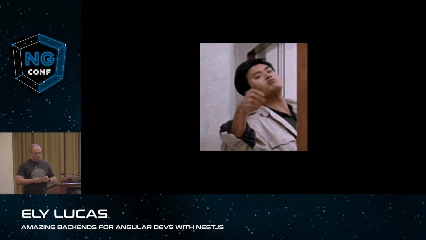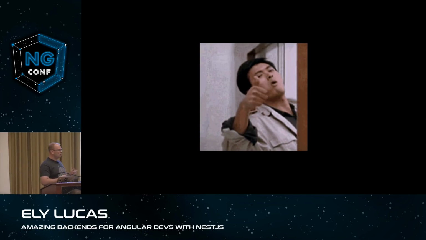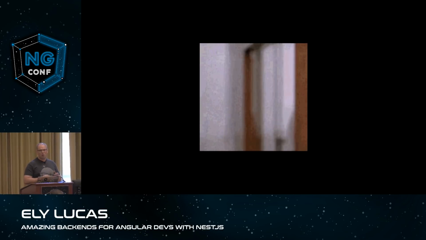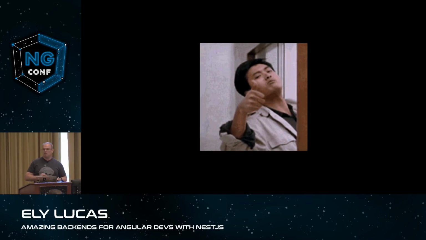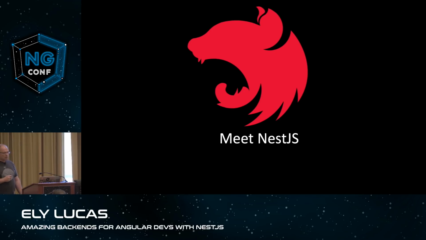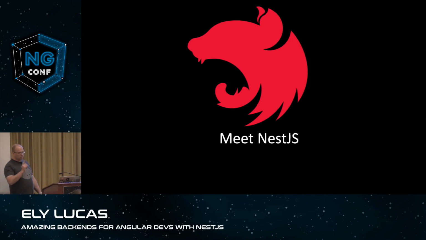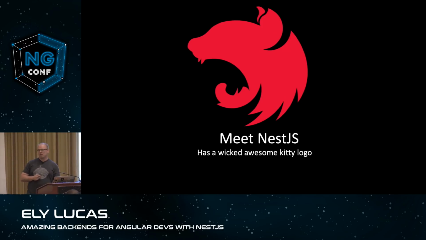The reason that this happens, as I mentioned a little bit earlier, is mainly because Express does not provide a whole lot of guidance on how to architect an app. And that's where I'd like to introduce you to NestJS. First and foremost, what you need to know about NestJS is it has a pretty badass kitten logo, right? And if you like cats, you're going to go to the NestJS site and you're going to see cats everywhere. So if you like cats, you're automatically going to like NestJS.